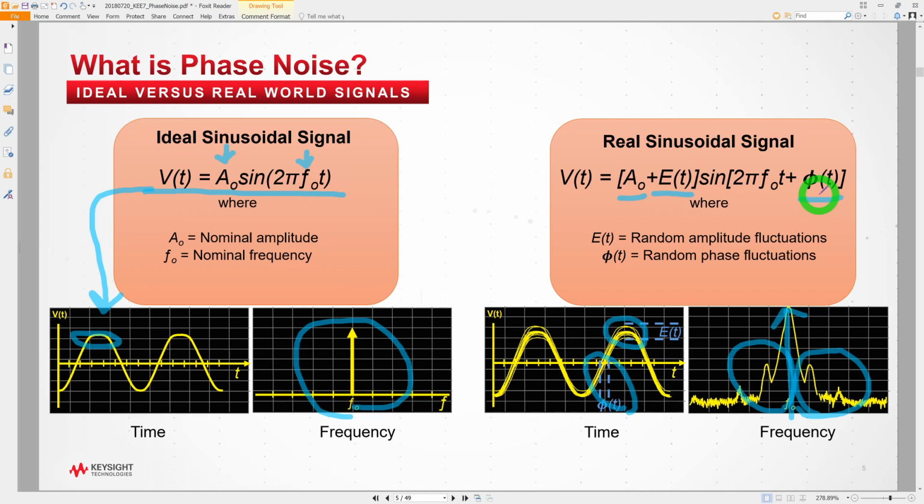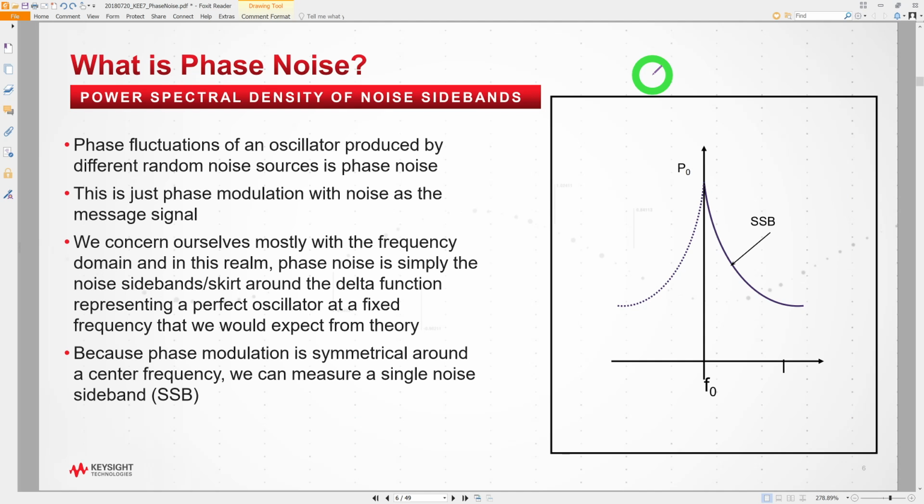Well, how do we model it and how do we measure it? And what's a good way of giving this some mathematical representation? So we established that both AM and PM modulation is going to show up symmetrically on both sides of the carrier frequency f0. This means that when we talk about phase noise, it's sufficient to really measure the single sideband frequency content. There's no reason to look at the double sideband. So that's enough for us to characterize phase noise.